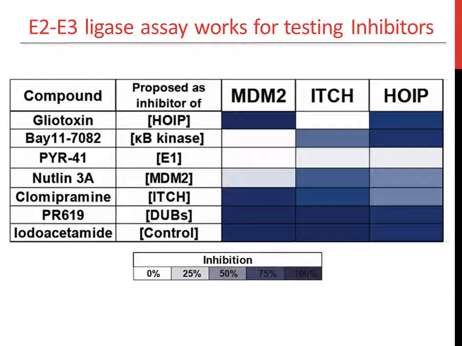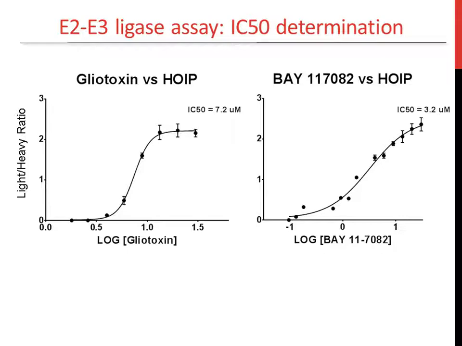What was also interesting is that PR619, which is actually a DUB inhibitor that we put in our screen as well, inhibited our E3 ligases too. So this indicates that this is a very unspecific compound that seems to inhibit everything with an active cysteine. But still, we could use our inhibitor screen to make IC50s, and you can see here this gliotoxin, for example, inhibits HOIP at 7 micromolar, or this Bay compound inhibits HOIP at 3 micromolar.